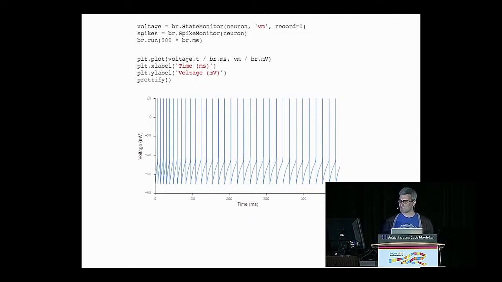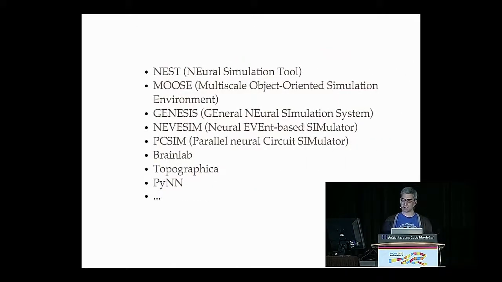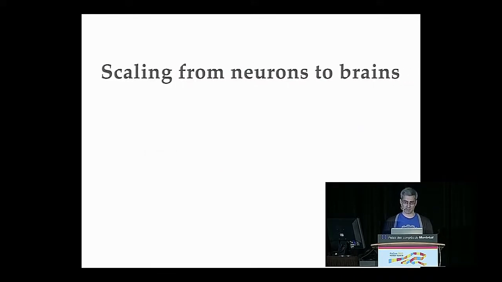And so the question is, how do we scale up these simulations from neural simulators, of which there are many? So these are 8 examples in Python, but there are actually quite a few more. How do we scale up these types of simulations to something that's brain-like and something that you could say has some kind of intelligence? So scaling from neurons to brains.